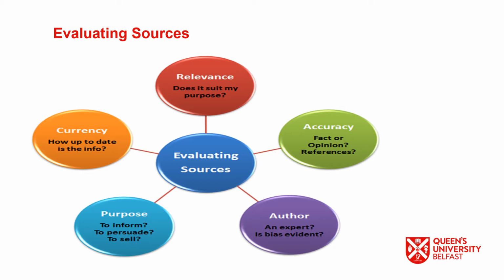Also considering the purpose, whether that's to inform you, whether that's to persuade, whether that's coming from a particular bias, for instance. And also the currency. It's important that you're using the most up-to-date sources. In the humanities, that may not be as urgent an issue as, for example, in the sciences, but it's always important to look to see if something has been written more recently that responds to an older piece of research, for instance.